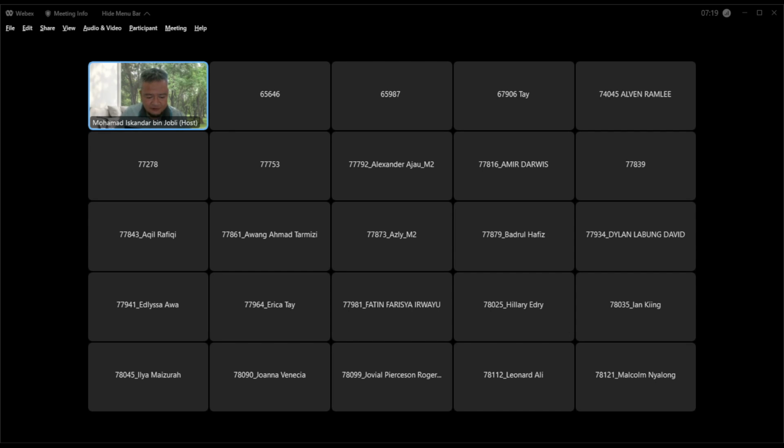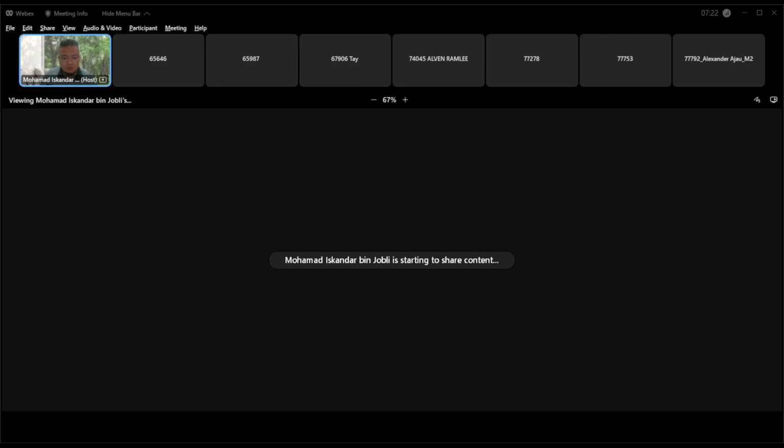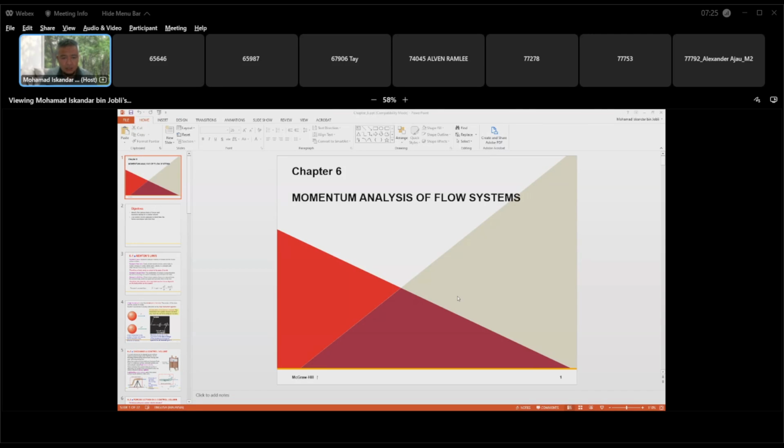And without further ado, we shall proceed with the final lecture, the final chapter of fluid mechanics for Fluid Mechanics 1. Okay, so we are doing chapter 6, which is momentum analysis of fluid flow, or momentum analysis of fluid flow systems. Okay, listen well. This chapter is going to be challenging, very challenging.